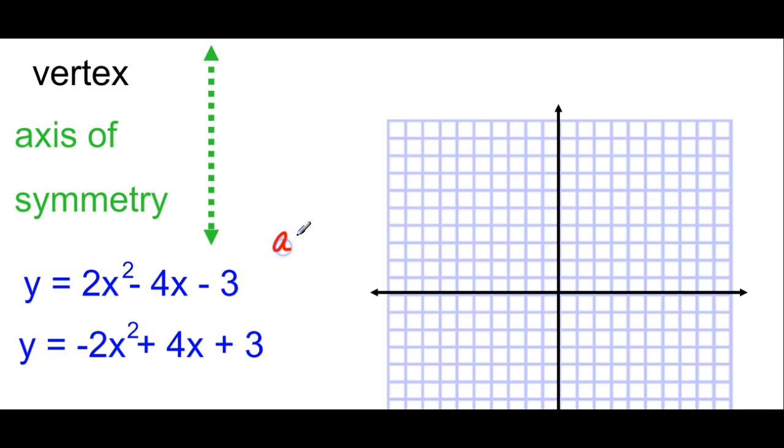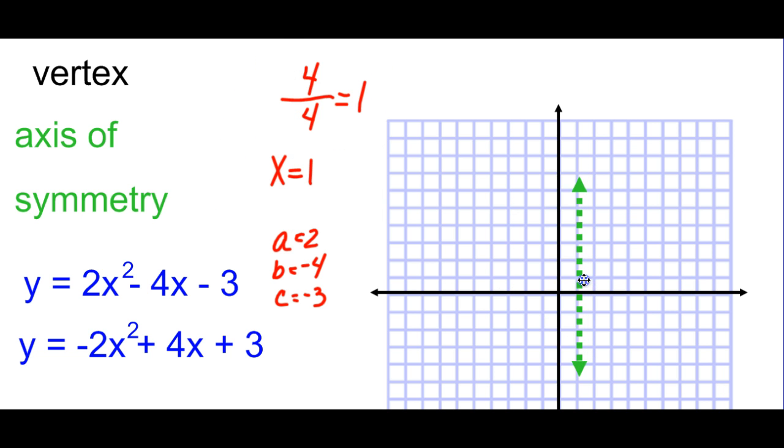Our a value is 2. Our b value is negative 4. And our c value is negative 3. So the opposite of b divided by 2 times a gives us a value of 1. So our axis of symmetry here is going to be x equals 1. That is a dotted line right here. Okay? We know that our vertex is on that line.